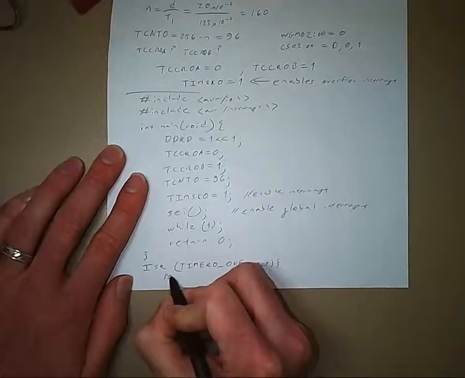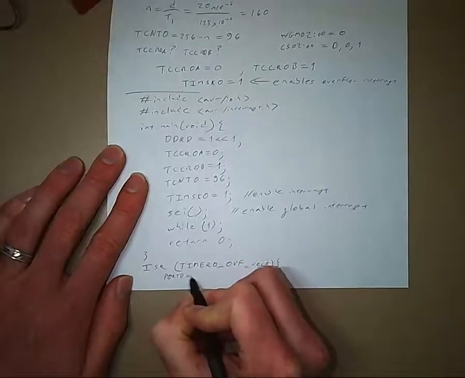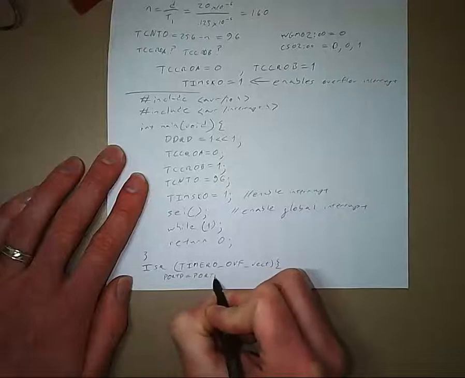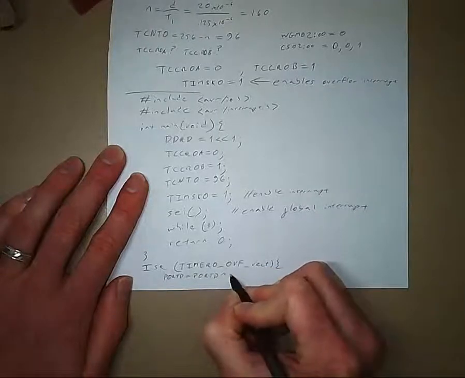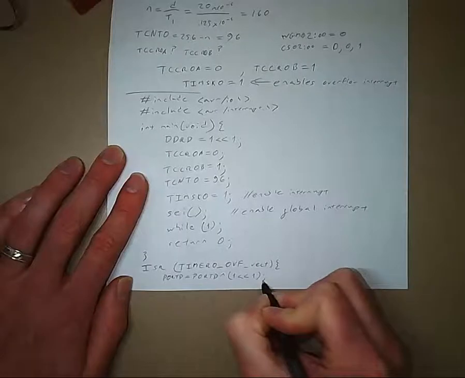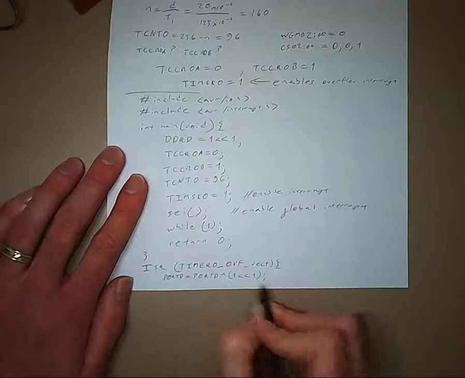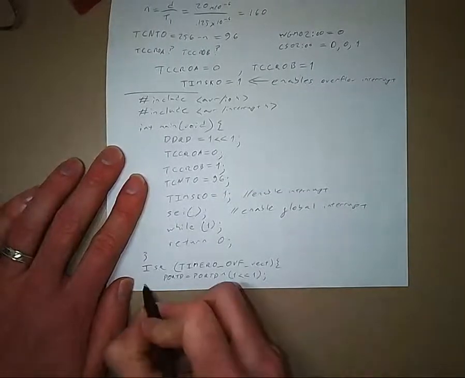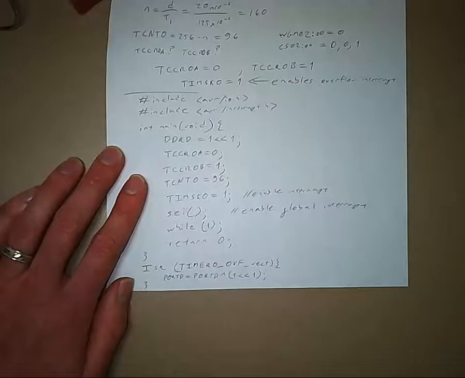So PORTD is equal to whatever it was before, exclusive OR with 1 left shifted 1. And you can use this exclusive OR with a 1 to toggle a value. And that's all that goes in the ISR.